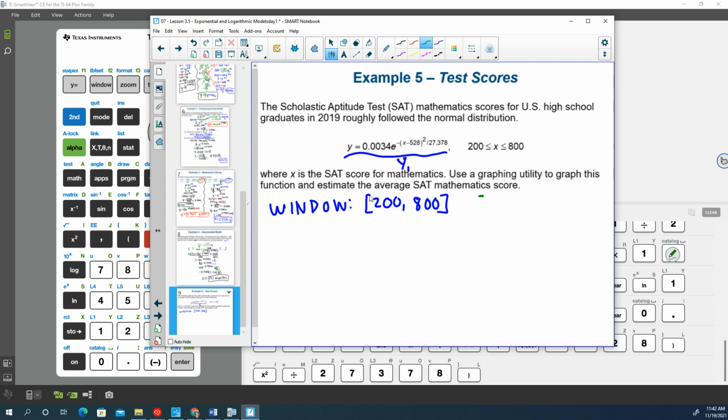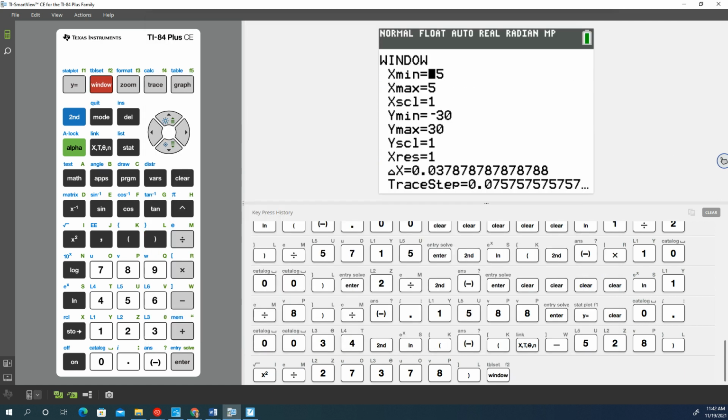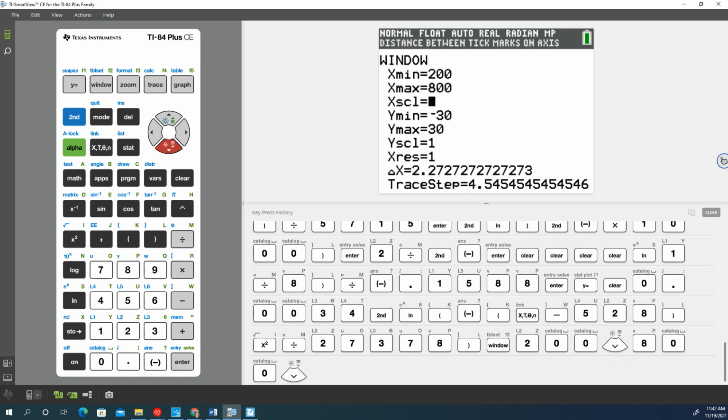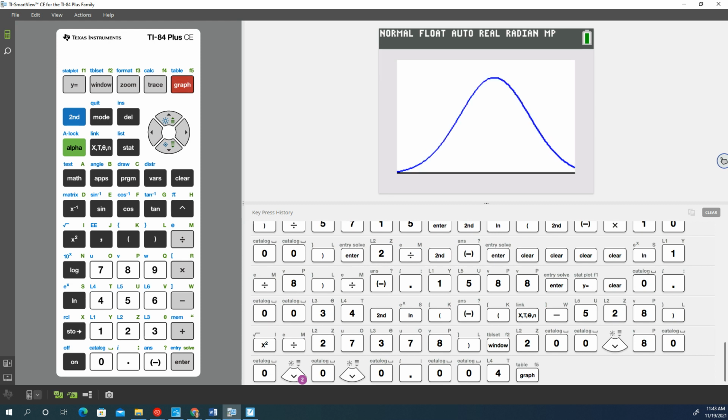And then for Y, I want you to go from 0 to 0.004. What's the scale by? Okay, guys, I'll show you. The scale by 200. I just kept it as 1. To 800, and Y from 0 to 0.004. You can keep this scale. So that is beautiful. That should form that bell-shaped curve. Isn't it satisfying?